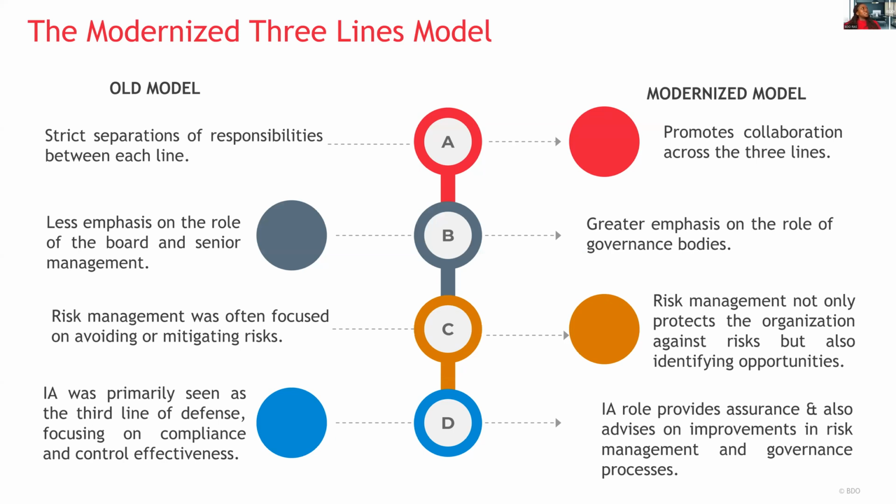The fourth change is the enhanced role of internal audit. The internal audit role has gotten a boost. Beyond just checking if an organization is compliant and everything is running smoothly, internal auditors are also advising organizations on how to improve risk management and governance practices. It's about guiding improvements while keeping that independence. In summary, the modernized model is dynamic, integrated, and adaptable. It's about everyone taking part in managing risk and also capitalizing on opportunities. Next slide.